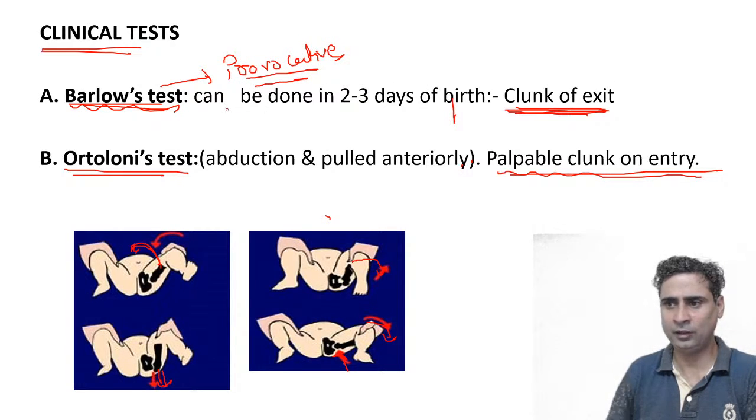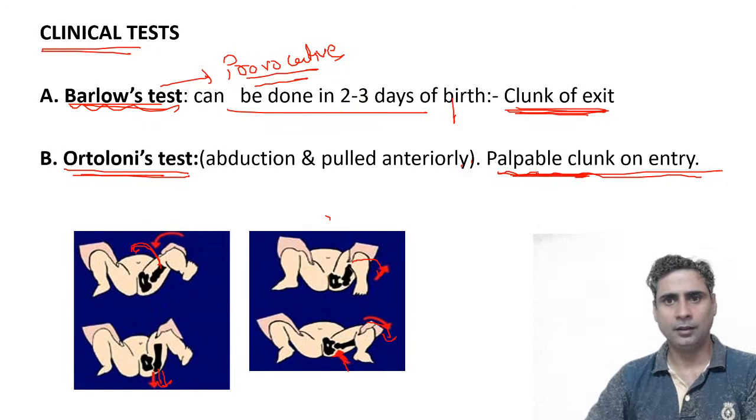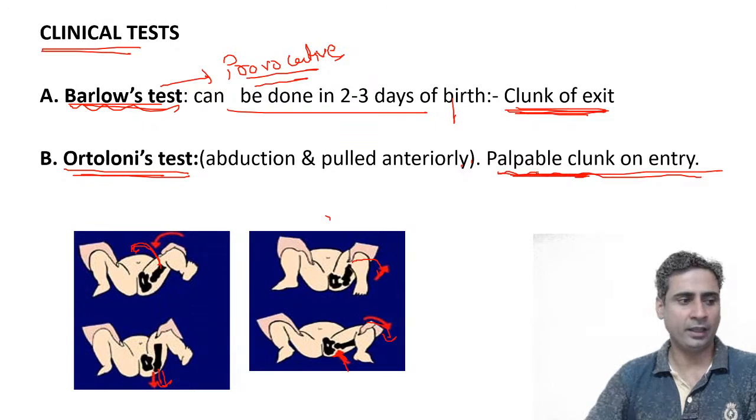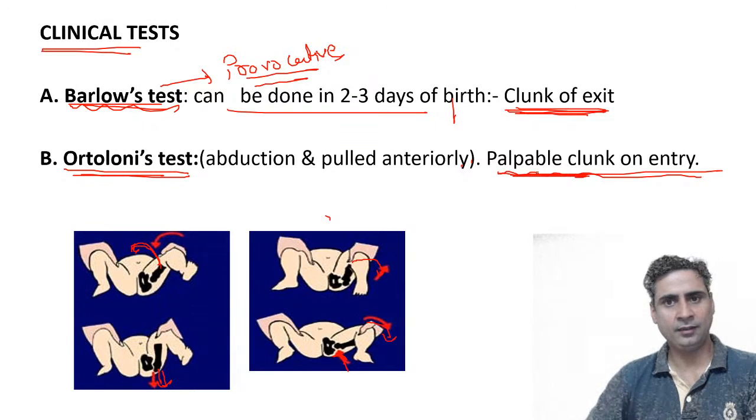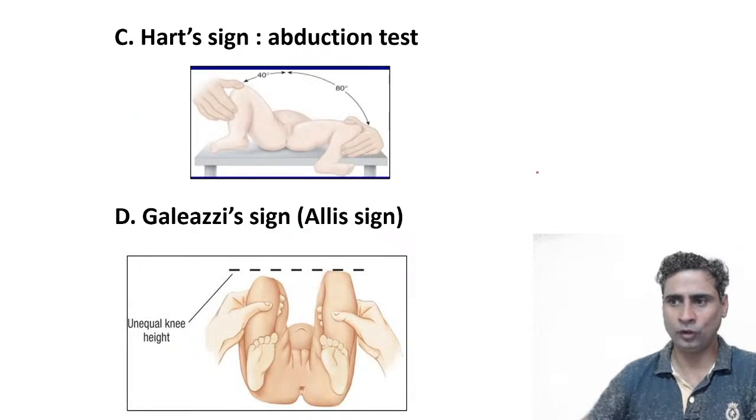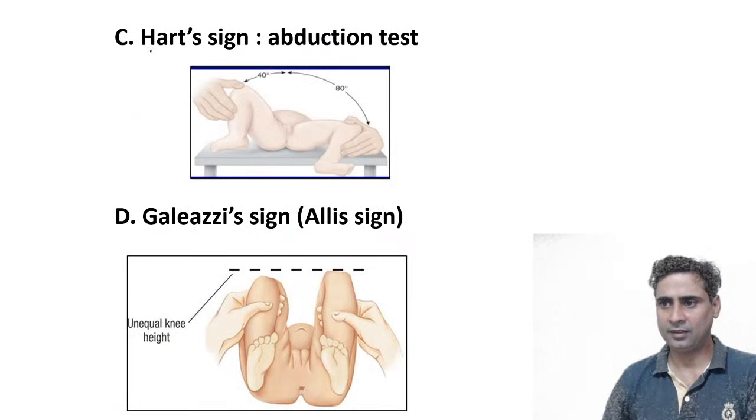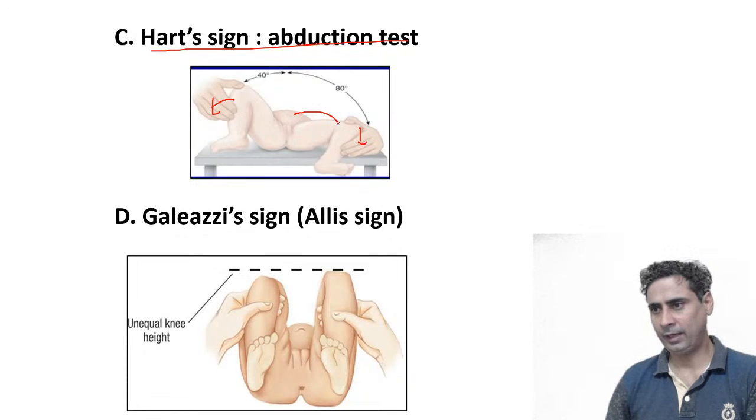Okay, where we are dislocating the hip. Ortolani's test is where we are reducing the hip. Now other important signs and tests which are not given in your textbooks: Hart sign or abduction test, where on the affected side of the hip abduction is restricted. On the normal side you can touch the knee to the couch by doing abduction. On the affected side it is restricted.